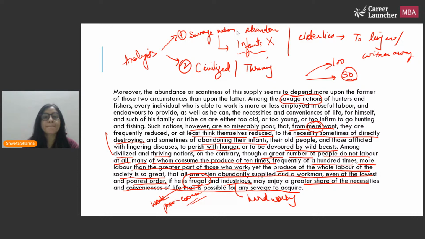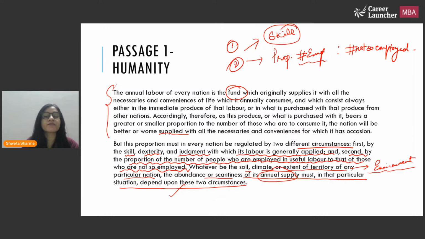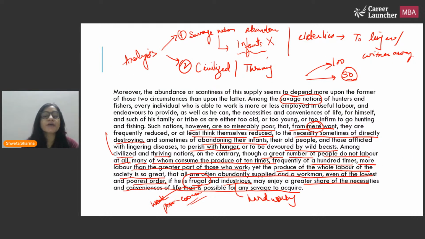So, what's the general idea we're talking about? The first paragraph, the first slide, if you look at, is majorly talking about the annual labor of every nation, the fund allocated for it, which depends on two major circumstances. One is the skilled labor, and second is the usage of the labor. How proportionate is it, the number of employed and unemployed laborers, the proportion of it. And then the next paragraph talks about whether the abundance or scarcity of the supply will depend on the former of the two circumstances, that is, how skilled the labor is.